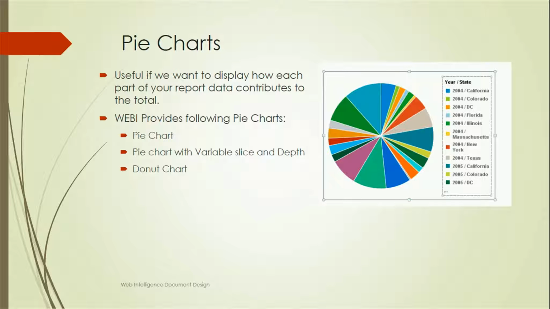Then pie chart. When can we use a pie chart? This is useful if you want to display how each part of your report data contributes to the total, or if you want to show the report data as a whole. Web Intelligence provides the following pie chart types: pie chart with variable size and depth, and donut chart. Whatever the business condition or requirement, we can use these types of charts.